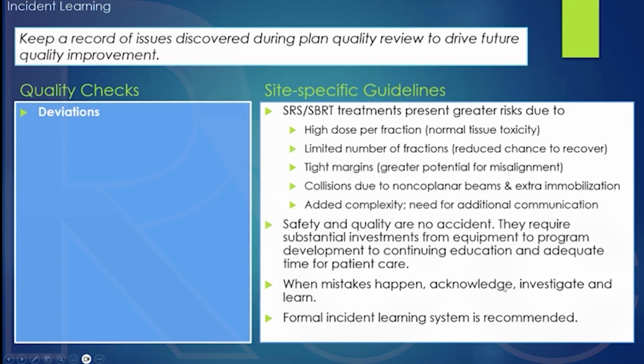When mistakes happen, acknowledge, investigate, and learn. Highly recommend a formal incident learning system. RO-ILS is an example that the AAPM and ASTRO have rolled out. What we use in our system at Emory is something called SAFE for reporting. So whenever there's a mistake, even if that mistake is minor, and even if it never makes it through an early stage of treatment planning, we always report, we always discuss, we investigate, we try to do better next time.